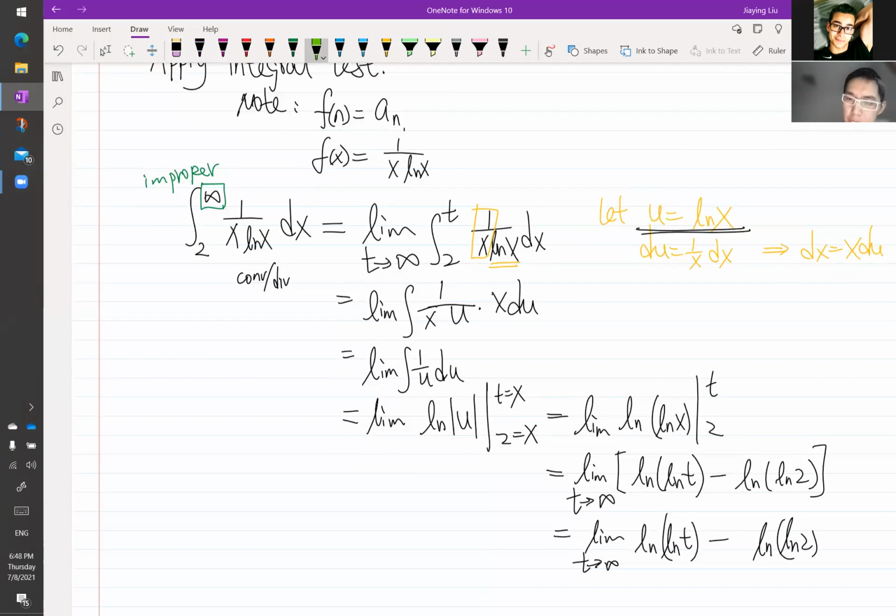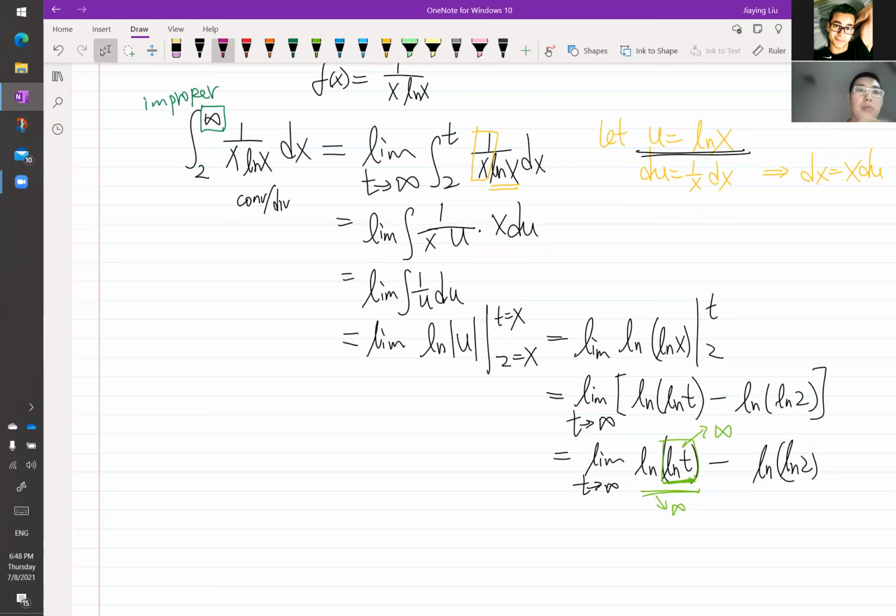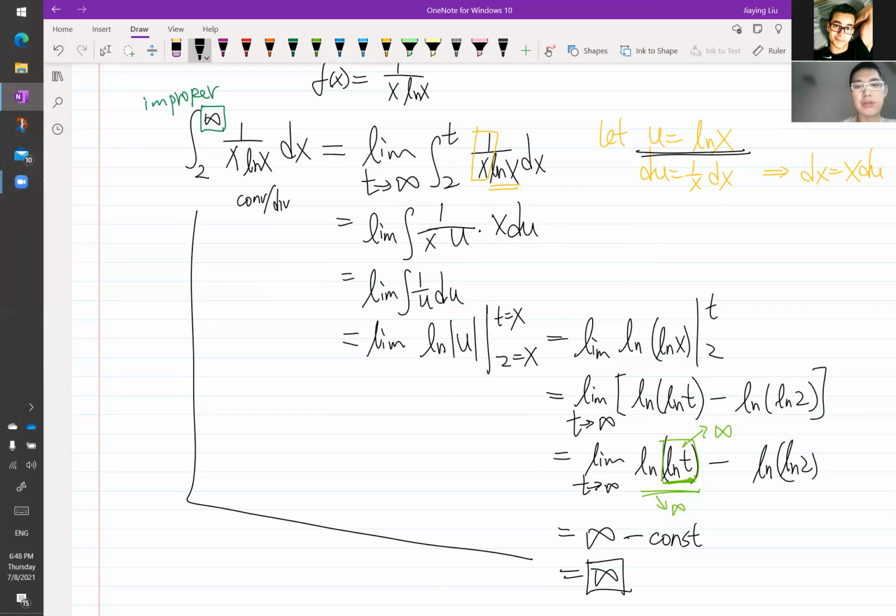As t goes to infinity, this part will go to infinity, right? Natural log of infinity approaches infinity, and then natural log of infinity again goes to infinity. So the first term is just going to be infinity. The second term is a constant, so the whole thing always approaches infinity. So that infinity at the end is the value of the limit of the integral that we tried to find.